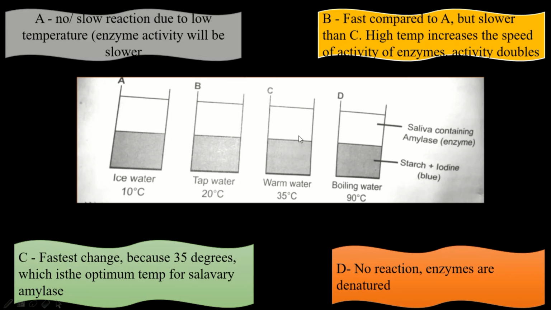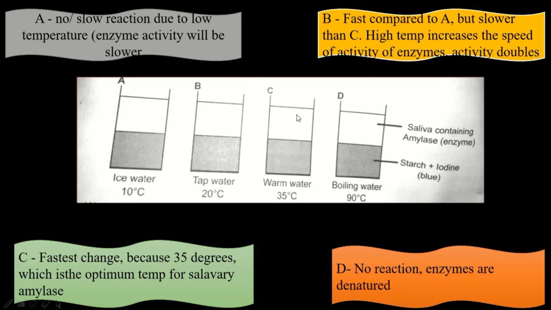Now moving on to test tube C, we are told that in C, this is where you are most likely to observe the fastest change. The reason you are observing the fastest change is because test tube C is subjected to 35 degrees Celsius, which is the optimum temperature for salivary amylase. In short, test tube C is subjected to an optimum temperature, so our amylase, our enzymes, work best at 35 degrees Celsius.